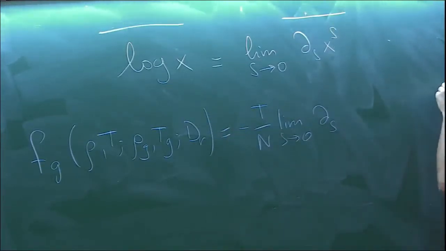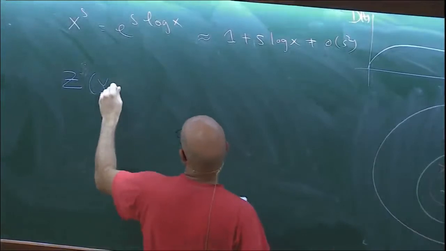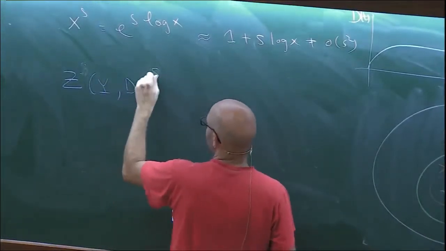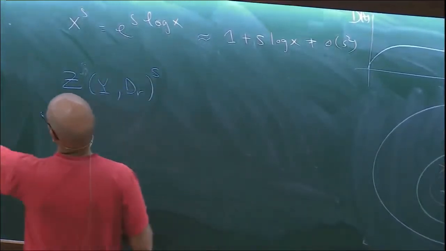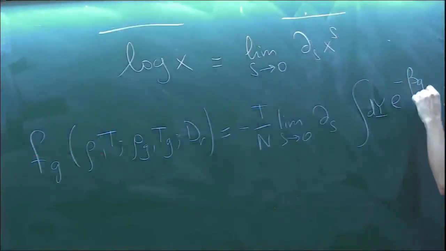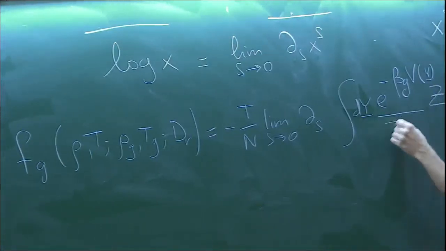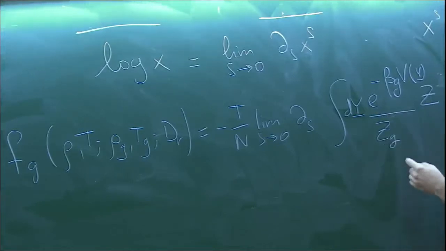So I get the partition function of y and dr to the power s. And then I have to average over y, where y is taken in equilibrium with temperature Tg, and I will have a partition function Zg here, Z of Tg and rho g.